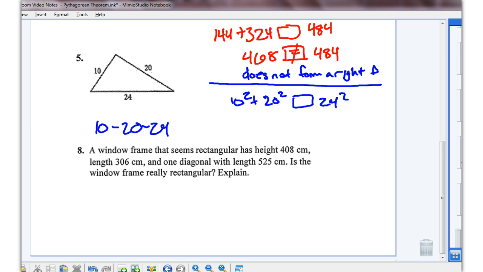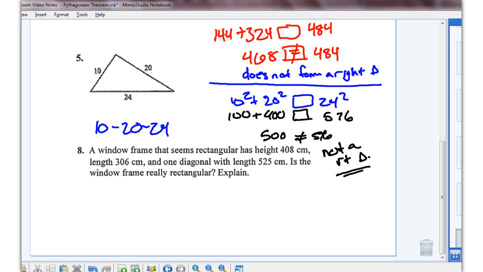So 10 squared is 100. 20 squared is 400. I want to see if that's equal to 24 squared. 24 squared is 576. And we can kind of see that 500 is not equal to 576. So it does not form a right triangle. Not a right triangle. And that's kind of what we're trying to figure out. Does it form a right triangle or not?